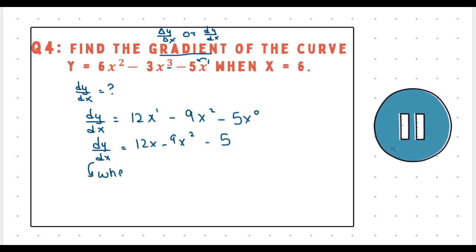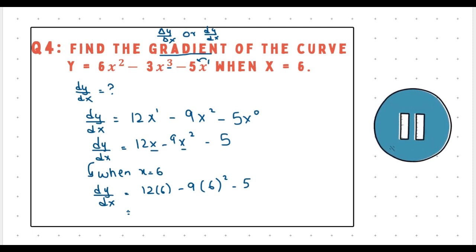After it, I know dy by dx is the gradient and I have to find the gradient when x is 6. So I'll just plug in the value of x in my equation of the derivative. I'm putting 6 in place of x and I'll solve it in the calculator. Let me just do the calculation.